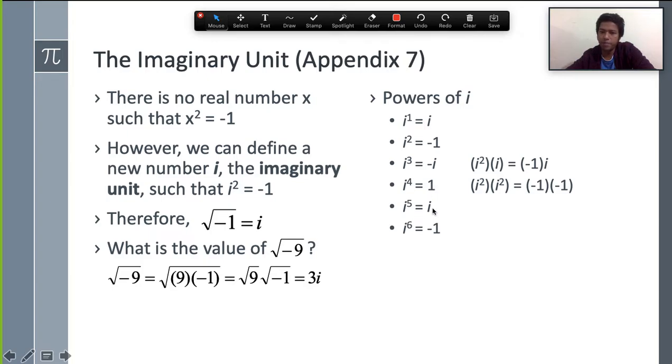i to the power 5 means i to the power 4 times i, so that is 1 times i, and you have i only. So the powers of i actually give us different outputs. We will have to be careful about how it works. All of these powers will work if you just break them down.